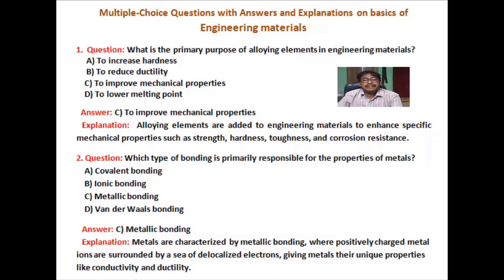Question 2: Which type of bonding is primarily responsible for the properties of metals? A. Covalent bonding. B. Ionic bonding. C. Metallic bonding. D. Van der Waals bonding. Answer: C. Metallic bonding. Explanation: Metals are characterized by metallic bonding, where positively charged metal ions are surrounded by a sea of delocalized electrons, giving metals their unique properties like conductivity and ductility.